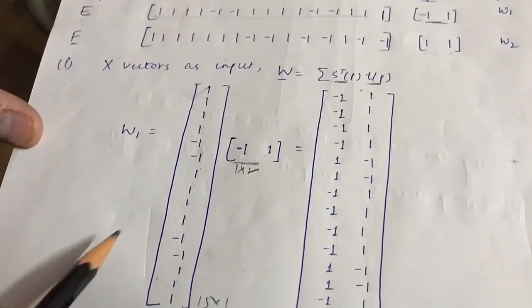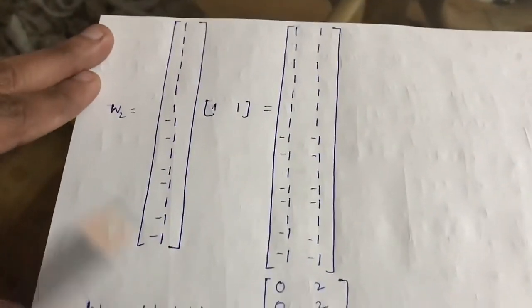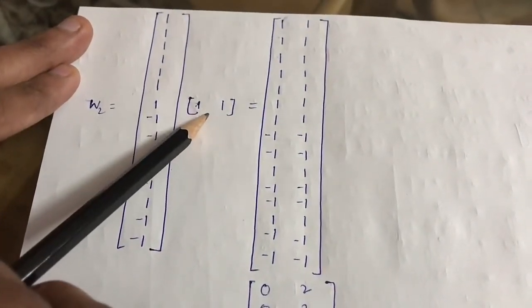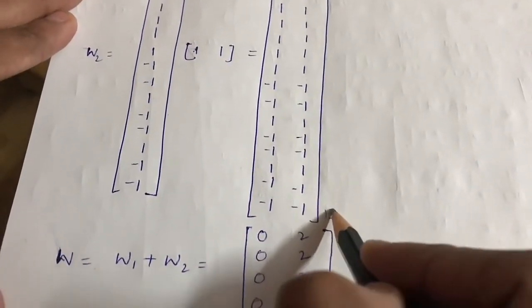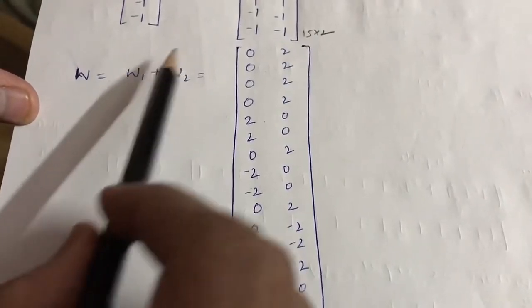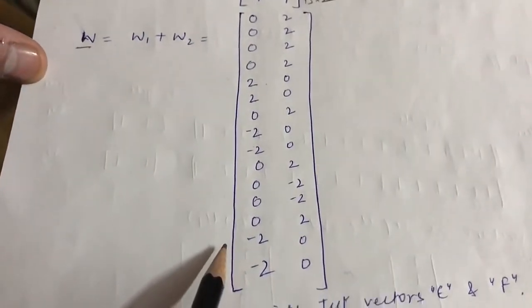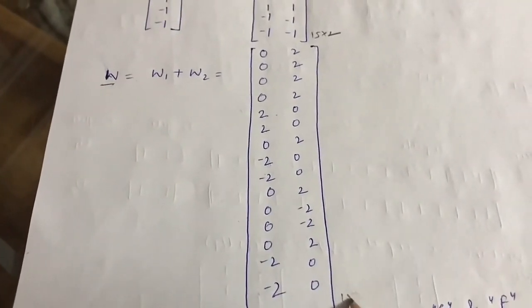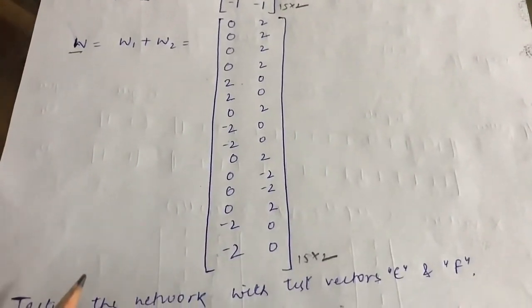So for E, W is obtained like this, and similarly we do it for F. For F, we write the corresponding input patterns, and then we multiply them with the target output for F. We get a matrix like this, just like E. So this is a 15 cross 2 matrix here also, and then we sum those two matrices to obtain the final weight matrix. So this is also a 15 cross 2 matrix. So the first step, that is the training algorithm, or step 0 of the testing phase, has been completed.